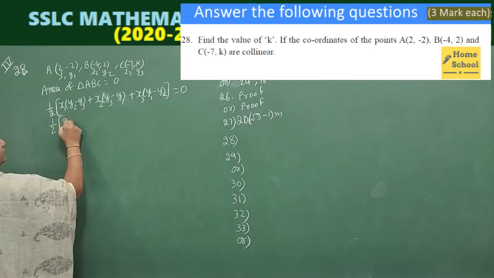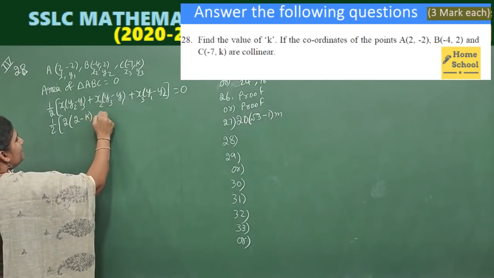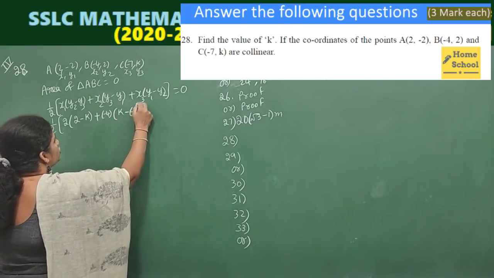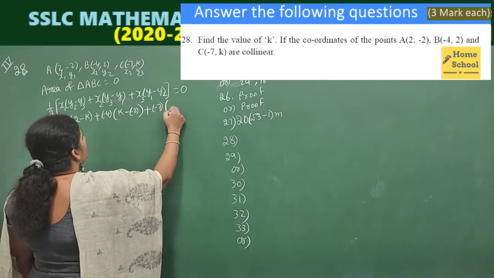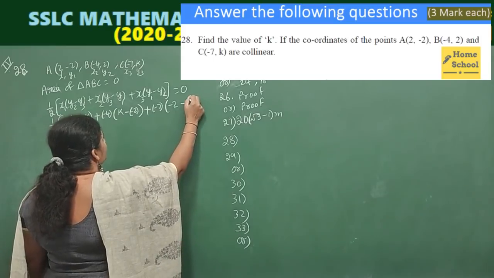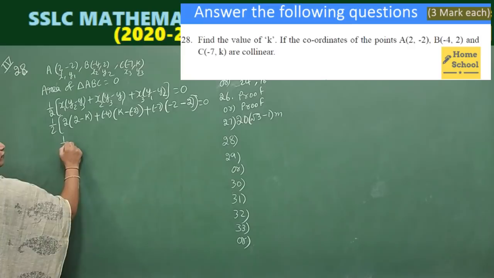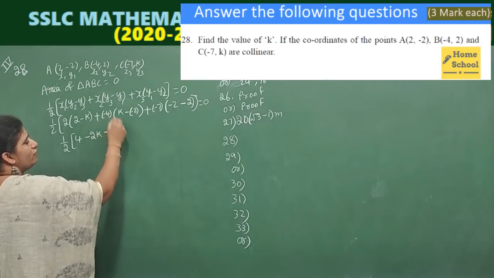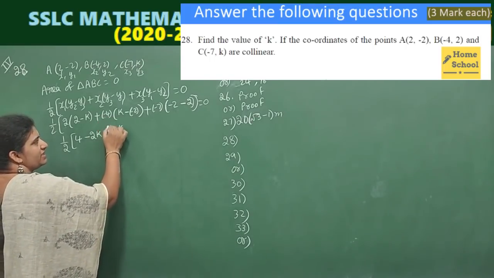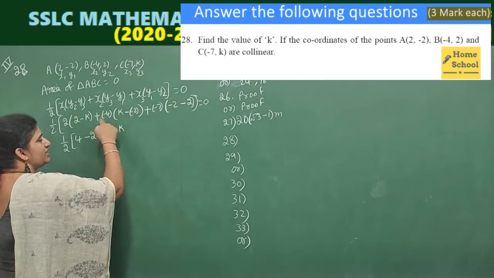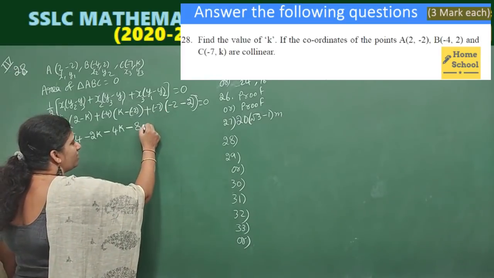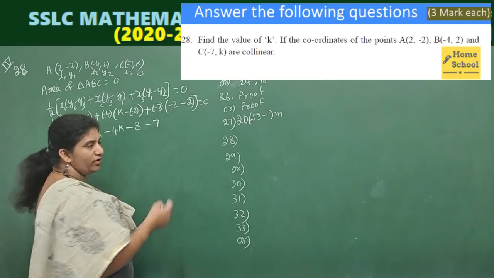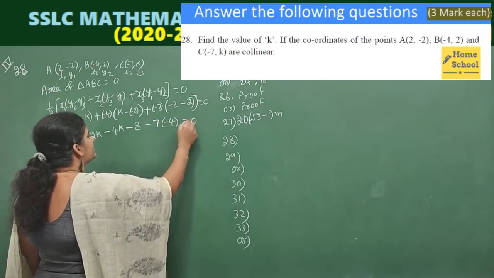Substitute: half of x1 2 into y2, 2 minus k, plus x2 value is minus 4, put it in bracket, y3 value is k minus of minus 2, plus x3 value is minus 7, y1 value is minus 2, minus 2, y2 value is 2, is equal to 0. Half of 2 into 2, 4 minus 2k, and this one minus 4, 4k plus. Minus into minus plus, plus into minus minus 8. And here also in the same manner, plus into minus minus 7, you can write, children. Inside you have only numbers, so minus 2 will be minus 4. Minus 4 into 7 you can write. Next step you can multiply this one.